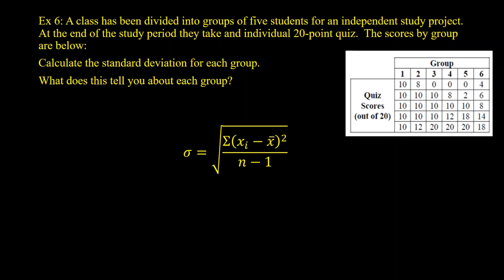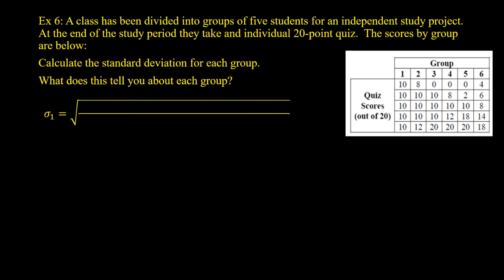So sigma sub 1 equals the square root of the first point minus the mean squared, second point minus the mean squared, third minus the mean squared, and so on. So we do this for all 5 data points. Then we're going to divide by 5 minus 1. That comes out to be 0, because 10 minus 10 is 0, 10 minus 10 is 0, 10 minus 10 is 0. So each of those components on the numerator squared still equals 0. So we have 0 divided by 4.